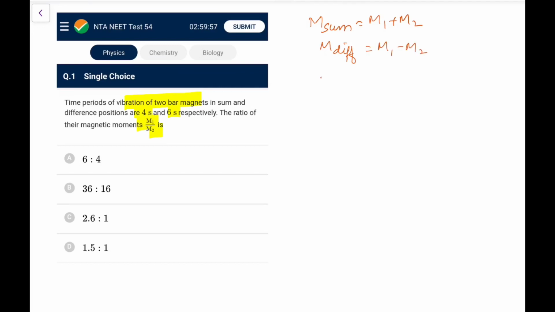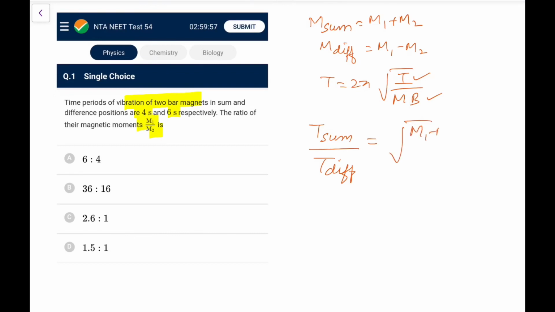And we know the time period is 2 pi root I by MB. So what I can say, the ratio of T sum to T difference, because all things remain same, since in sum and difference I is same and B is same, so we have T proportional to 1 by root M. So it becomes M difference, meaning m1 minus m2, M sum meaning m1 plus m2. So this is 4 by 6, I can directly write 2 by 3, so squaring it would be m1 minus m2 over m1 plus m2.